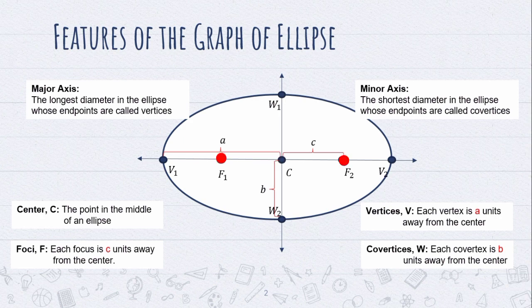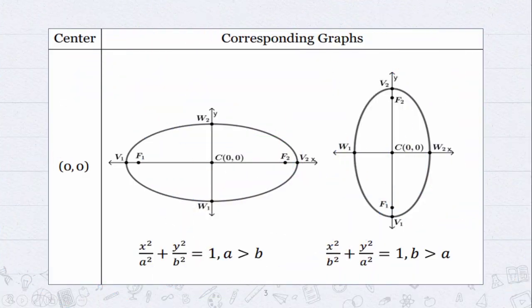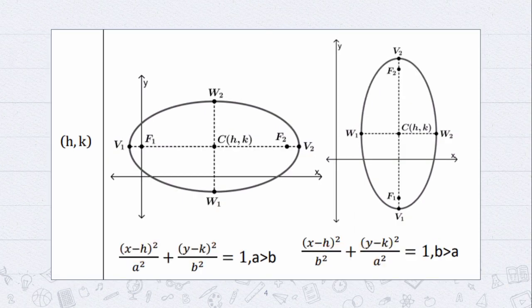Foci is the plural form of focus, represented by F, which is C units away from the center. The vertices, which is represented by V, is A units away from the center, while the covertices, which is represented by W, is B units away from the center. We also have to remember the corresponding graphs depending on the center. If our center is at 0, 0, we have here the following equation. And if our center is at H, K, we have here another equation.